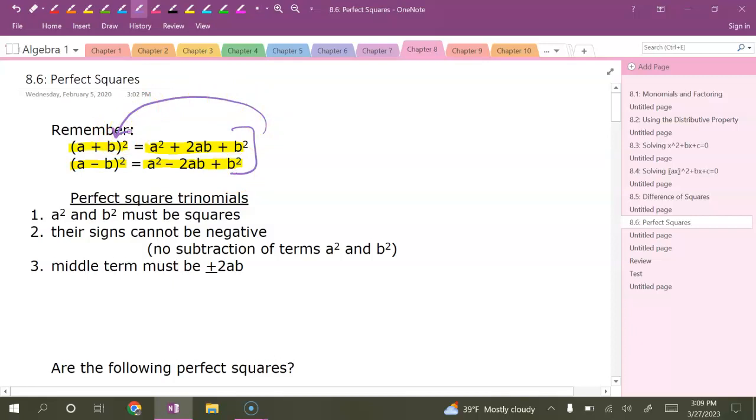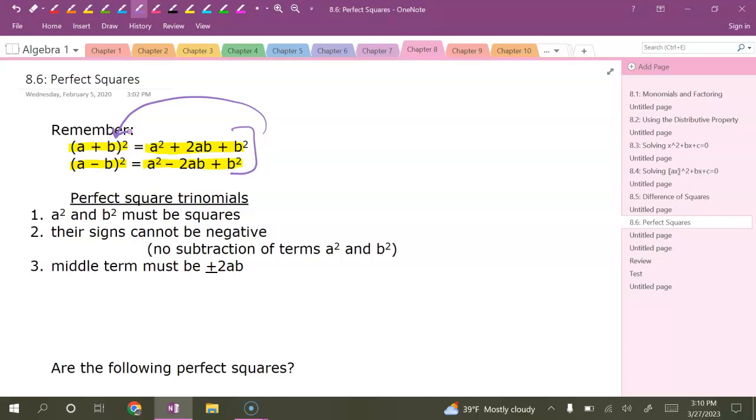These problems are called perfect square trinomials. There are things you have to check off your list. Number one is, are a squared and b squared perfect squares? We talked about perfect squares last section. I wrote out that list of numbers for you, so you can always refer back to it if you don't remember what those perfect squares are. You're looking at the first and the last term in your problem, and you're checking to see if they're perfect squares.